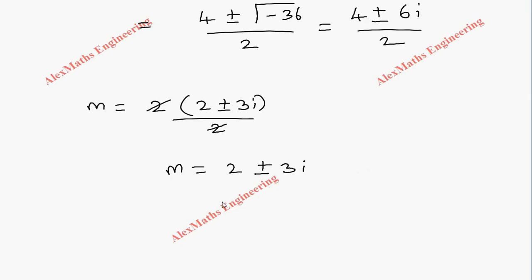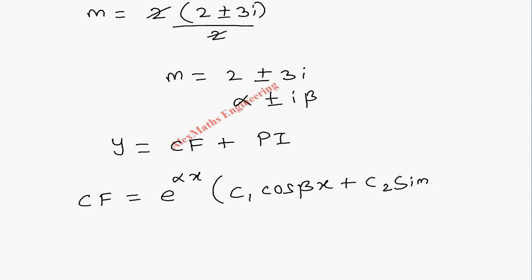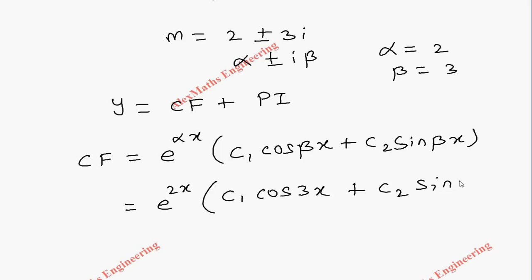So these are imaginary roots, in the form α ± iβ. Our solution is y = CF + PI. As a first part, we have to write the complementary function. When we get imaginary roots, the formula is e^(αx) (C1 cos βx + C2 sin βx). The value of α is 2 and β is 3. So after substitution, we get e^(2x)(C1 cos 3x + C2 sin 3x).